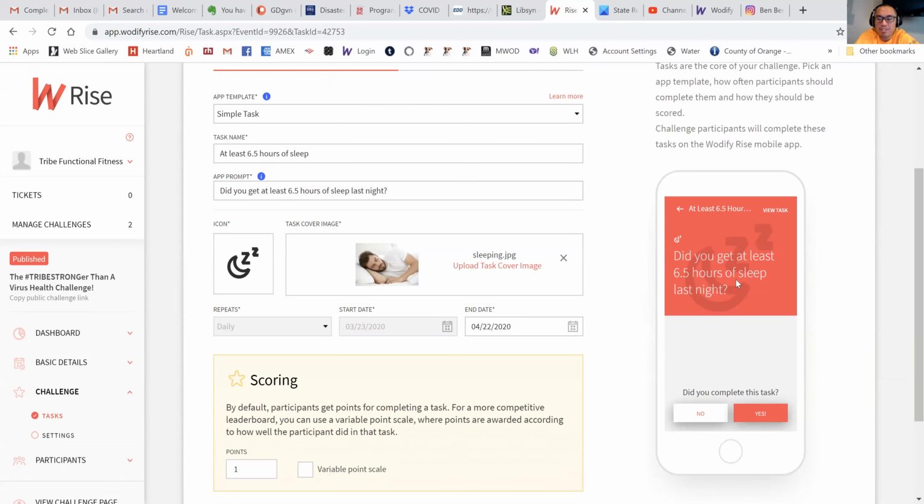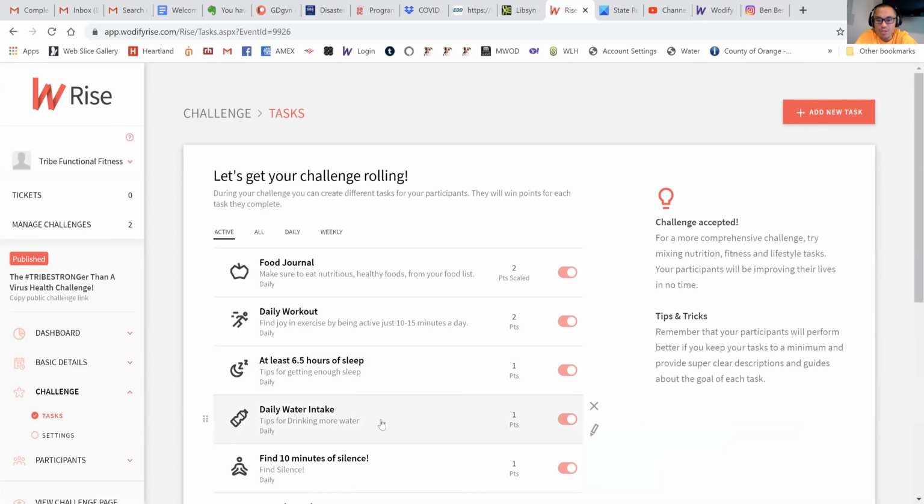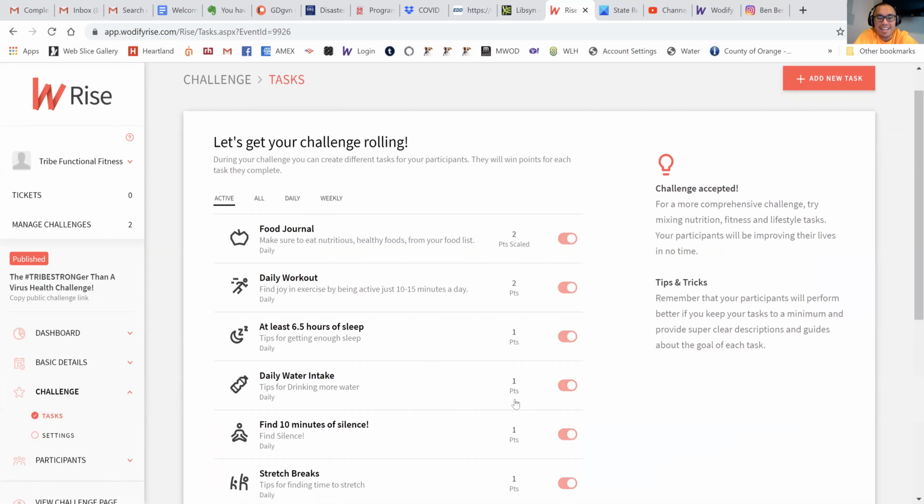So 6.5 hours. This is for the night before. For example, I got 7.5 hours of sleep last night, so I would click that task today. It's not for the night coming up, but for the night you just had. So if you wake up in the morning and you had 6.5 hours of sleep, you can immediately go to your phone and click that task and say you've accomplished it.